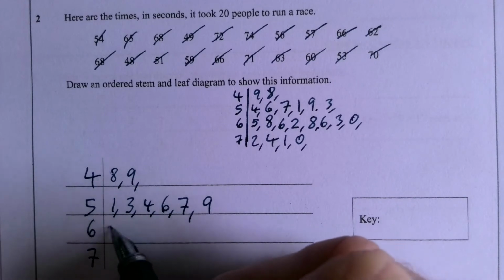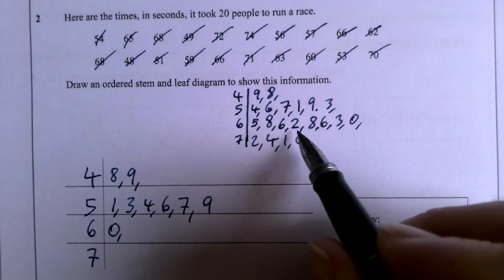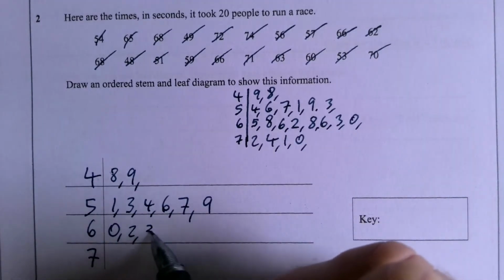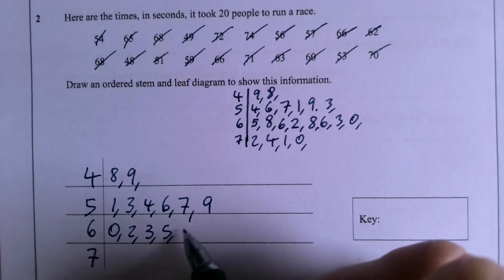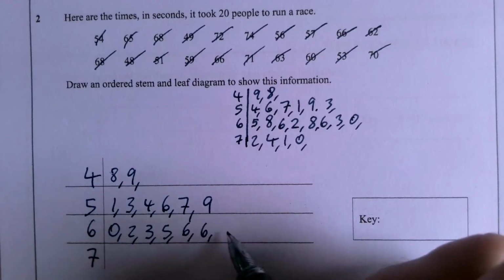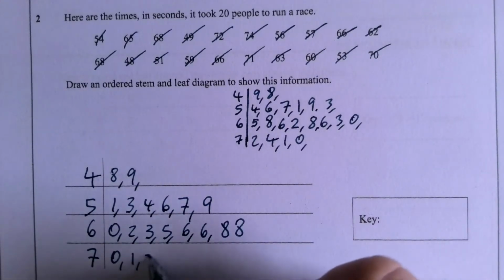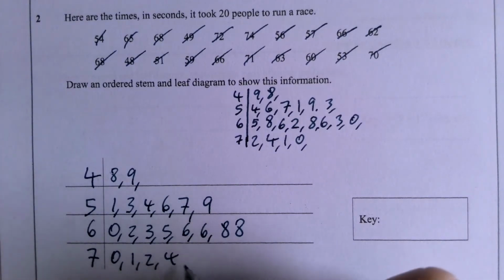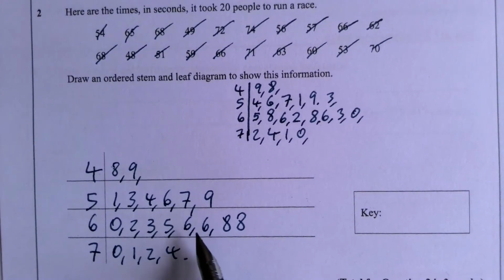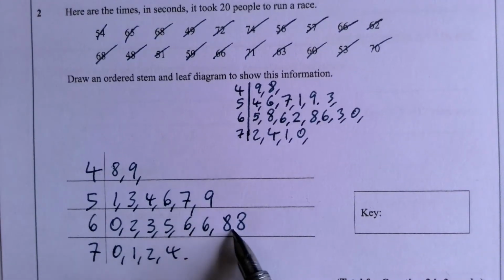1, 0, 1, 2, 3, 5, 2 6s and 2 8s, and then we've got 0, 1, 2 and 4. Just to point out, if they asked you what the mode was, you would actually have two modes. You'd have 66 and 68 because you've got two of both of those values there.